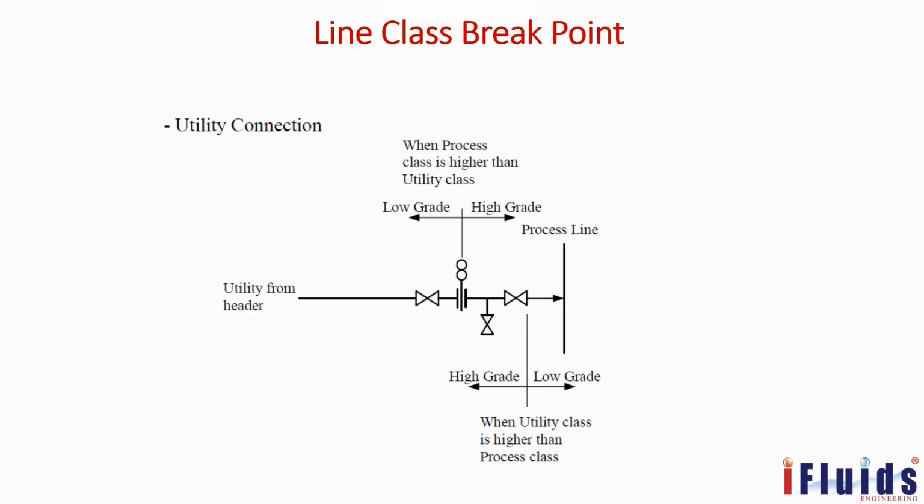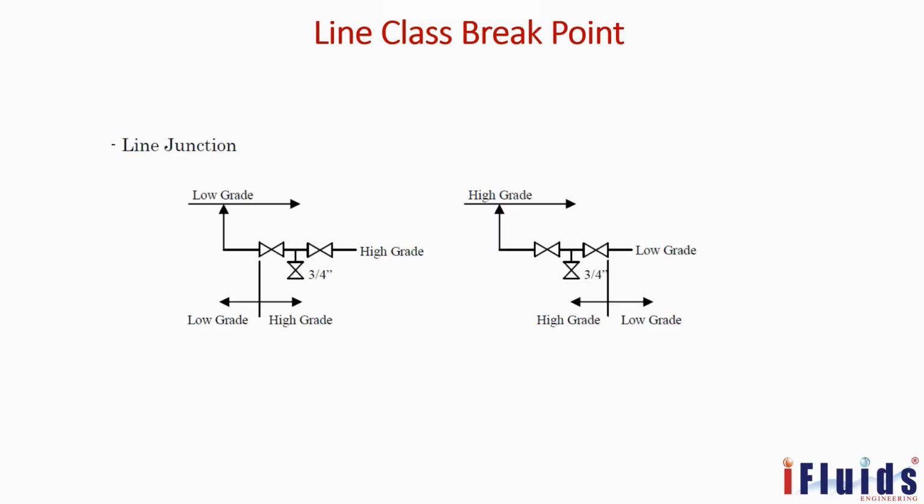This is a utility connection. In a utility connection, there are two scenarios. One is when the process class is higher than the utility class, and the utility is going inside the process line. If the process is higher, then that side is higher grade, and the utility stream is lower grade. If the utility class is higher and the process is lower, then the utility line should be higher grade. So you mention those things in your P&ID.